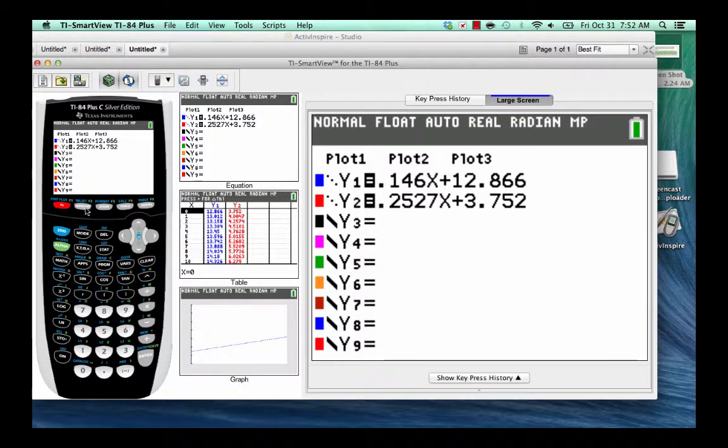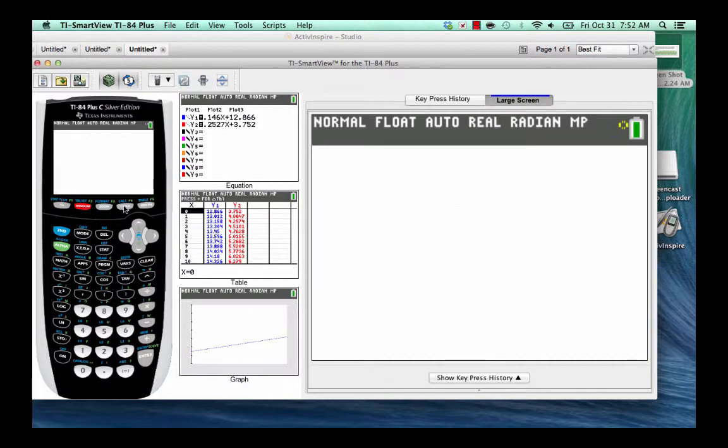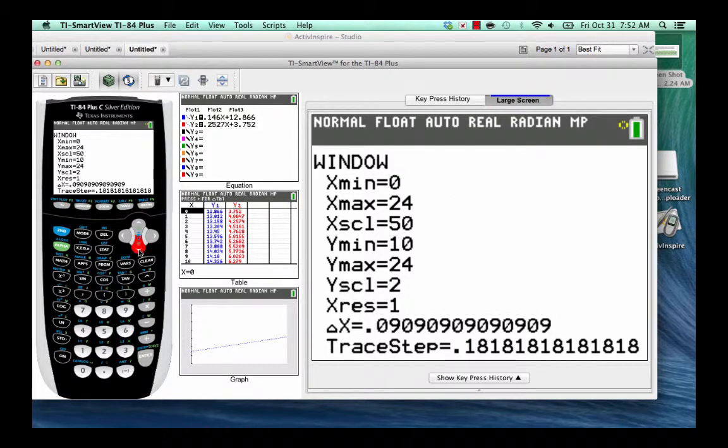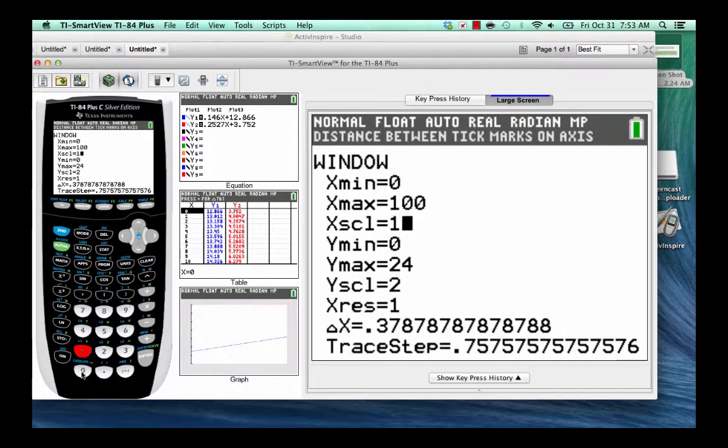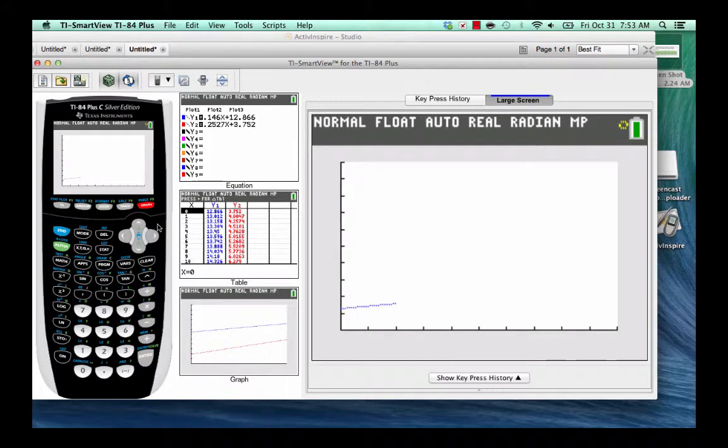Now I'm going to adjust my window. My X max, this could take a while, so let's go 100 years and see if we can go 100 years out, scaling by 10. My Y minimum is 0 because we don't have negative years or population. Let's go to 100 for Y max too and go by 10. Let's just keep it a square. I like that. Let's go to the graph and see if these lines intersect.